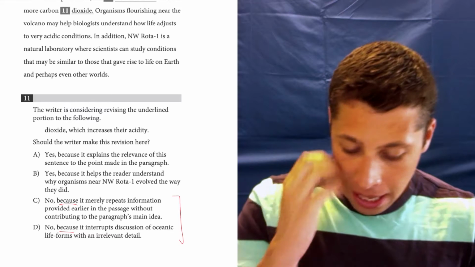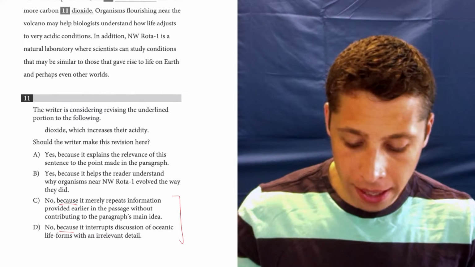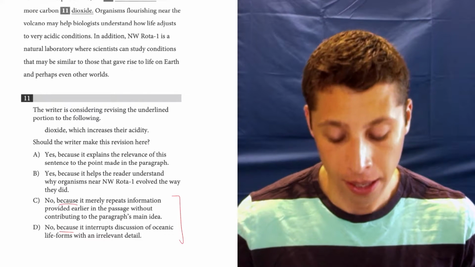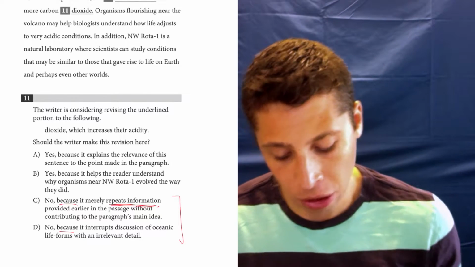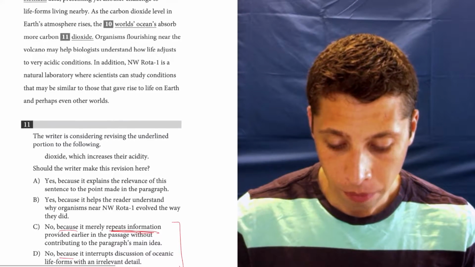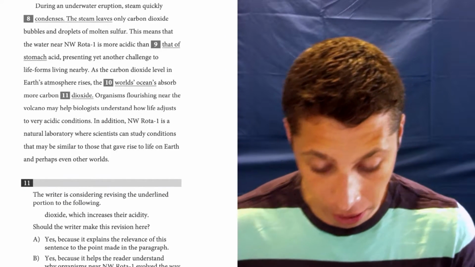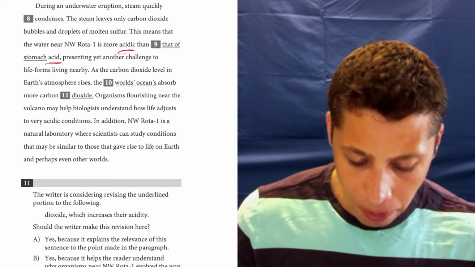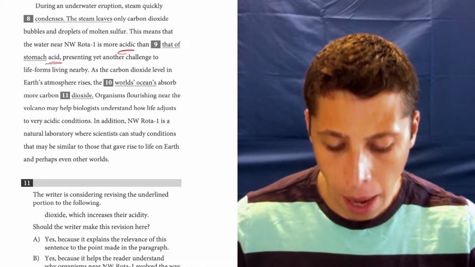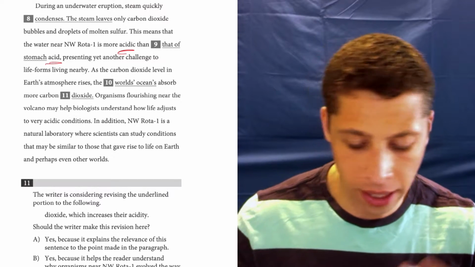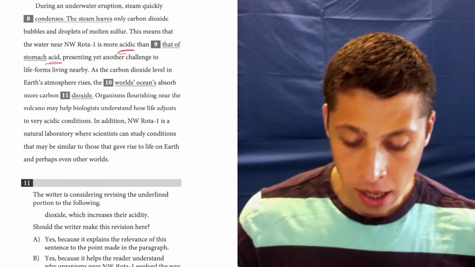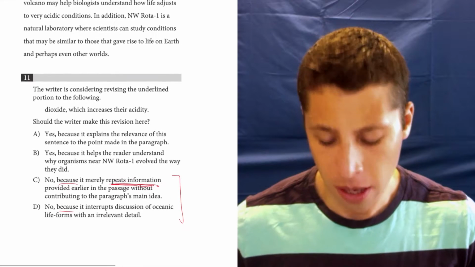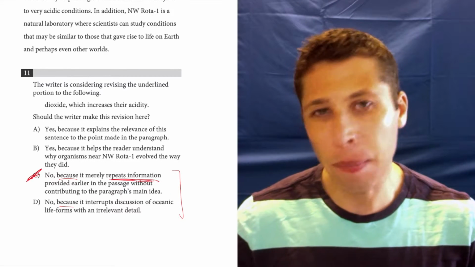Let's look at C. It merely repeats information provided earlier in the passage without contributing to the paragraph's main idea. Well, it does not repeat information provided earlier in the passage. It does talk about the acidity here, right? So they do talk about the acidity, but it's not repeating information about how the acidity and the carbon dioxide interact. So it's not an accurate because. So that can't be my reason.